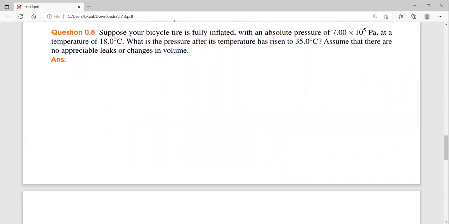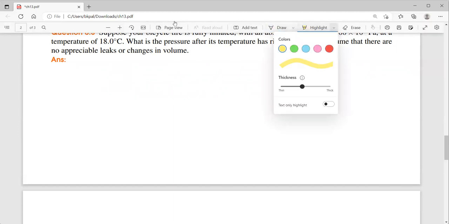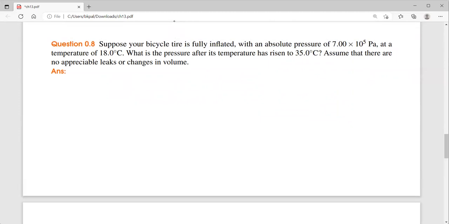So two more problems. This one says, suppose your bicycle tire is fully inflated with an absolute pressure. So absolute pressure is given here. And temperature, again, make sure you change the temperature to Kelvin.